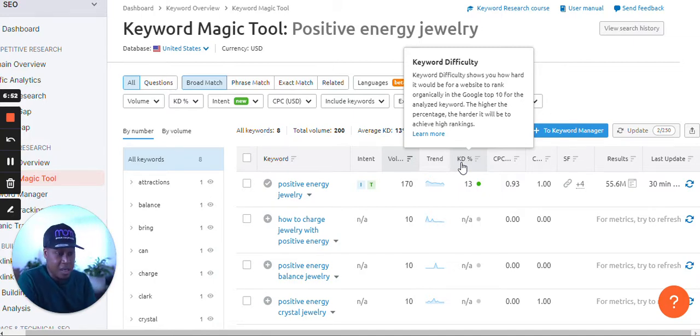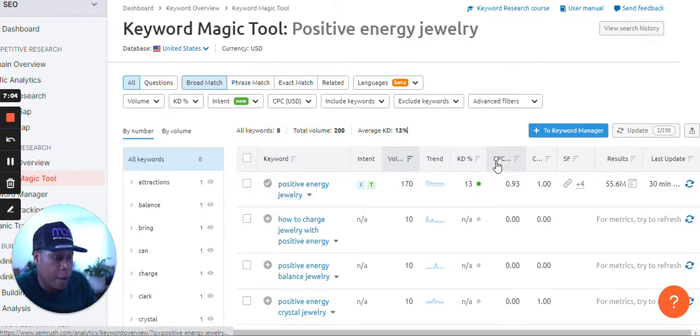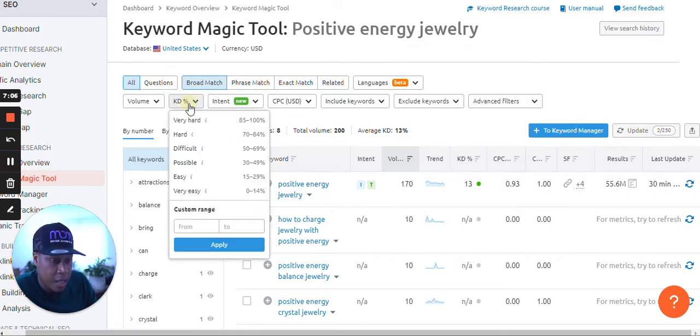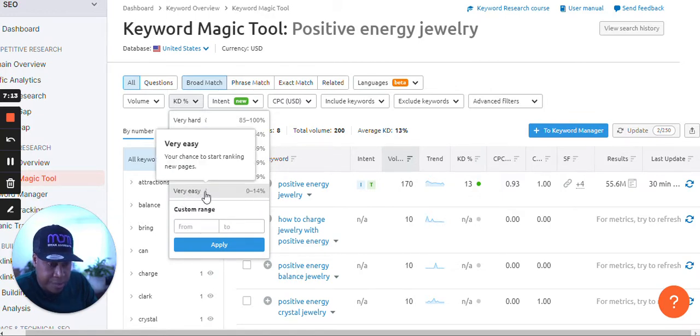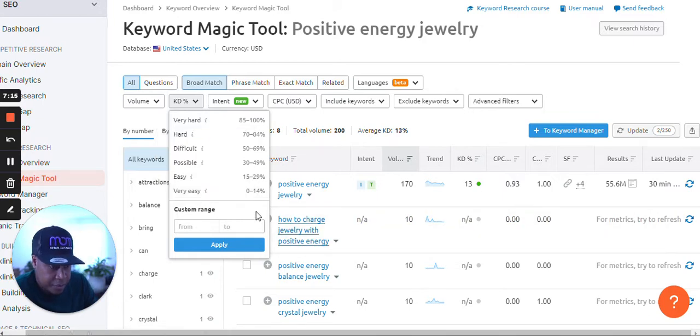Because honestly, from what Google is saying, domain authority of 50 and better is what they basically respect, right? But that's a whole other episode. So what I do is I will filter it down. Right here you would see the percentage 0 to 14. It's very easy. It takes none for you to rank for that.